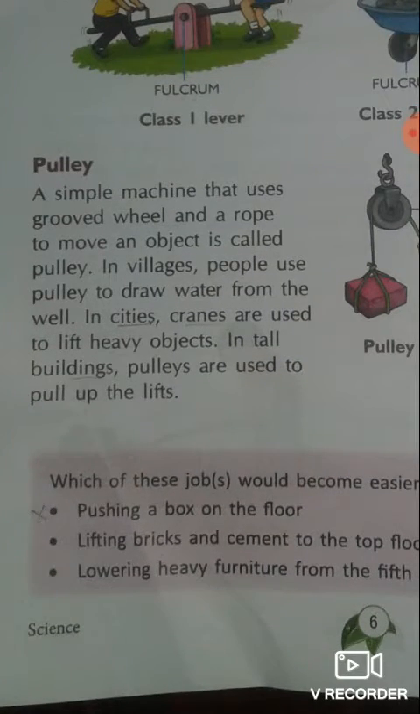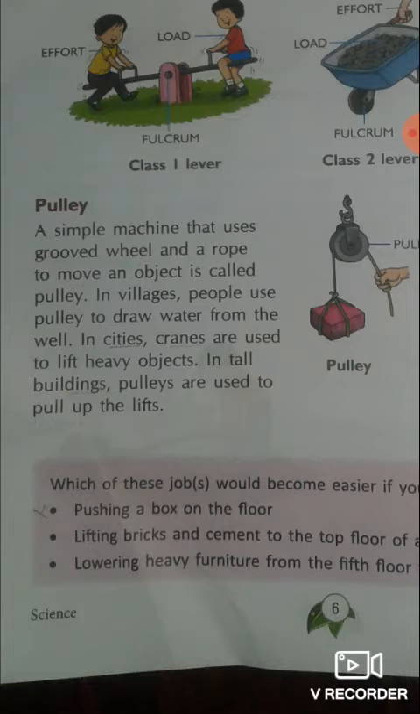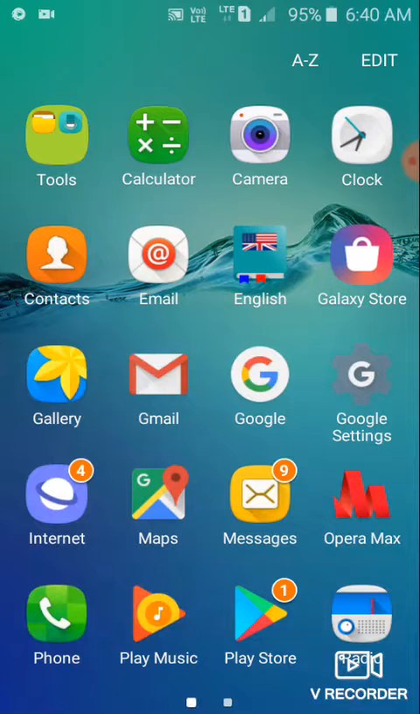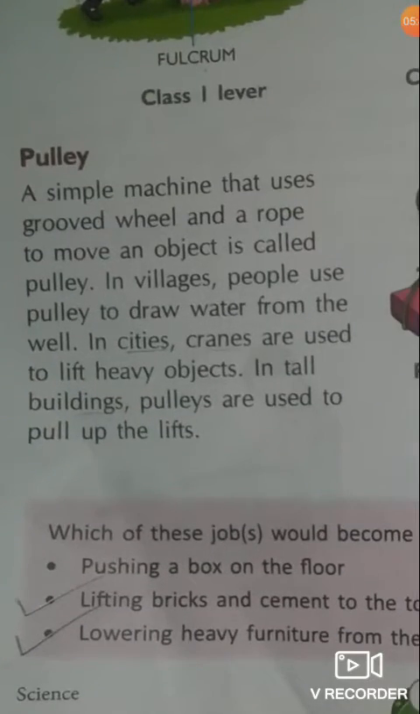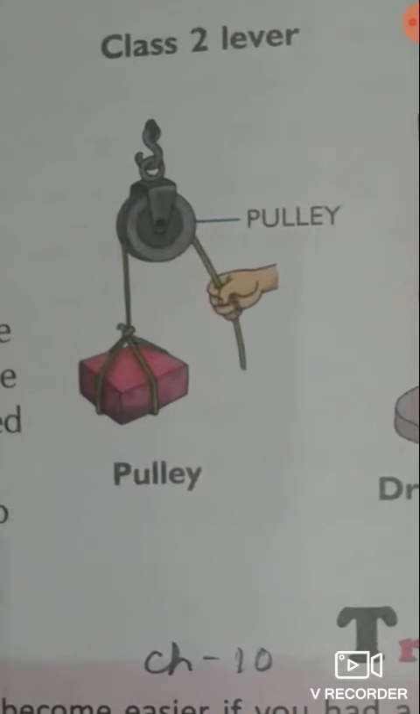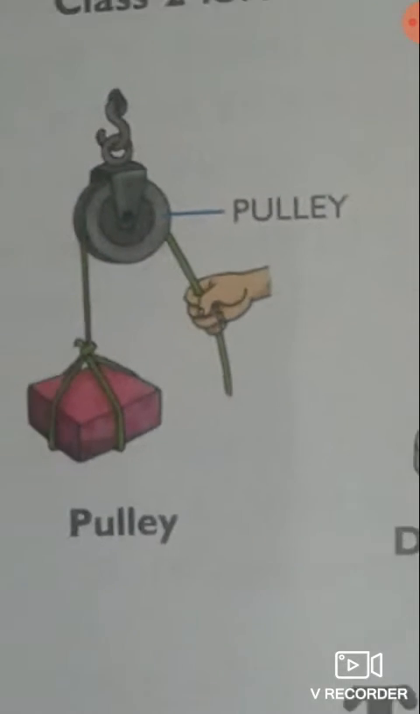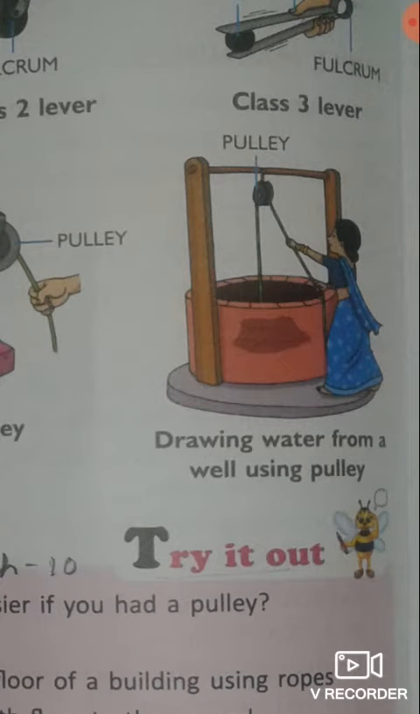Next simple machine is pulley. What is a pulley? A pulley is a simple machine that uses a grooved wheel and a rope to move an object. Here you can see the pulley picture. One wheel is there in the middle, a little down part is there, that is called the groove, through which one rope is kept. For example, drawing water from a well using a pulley.